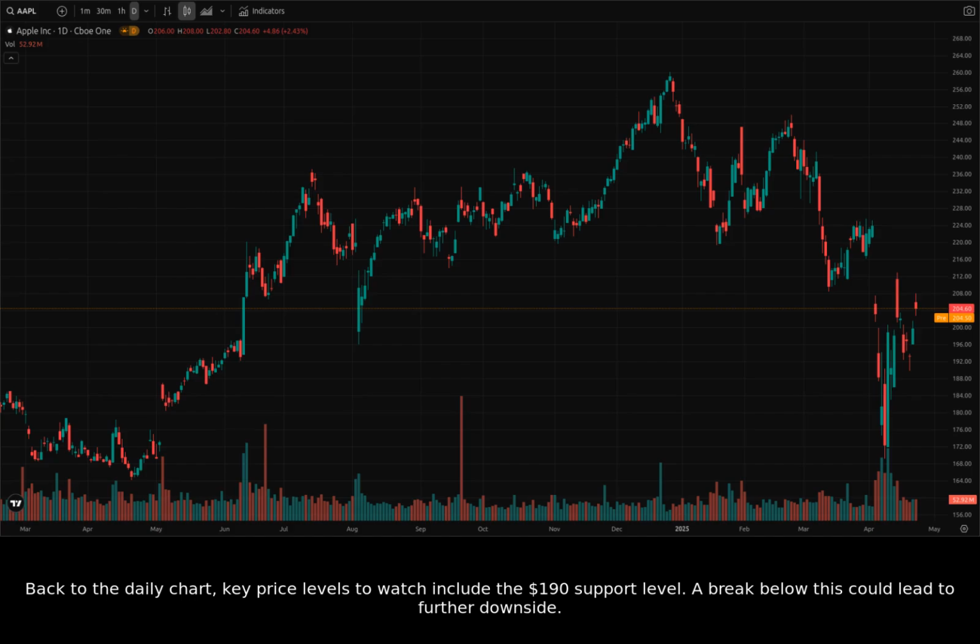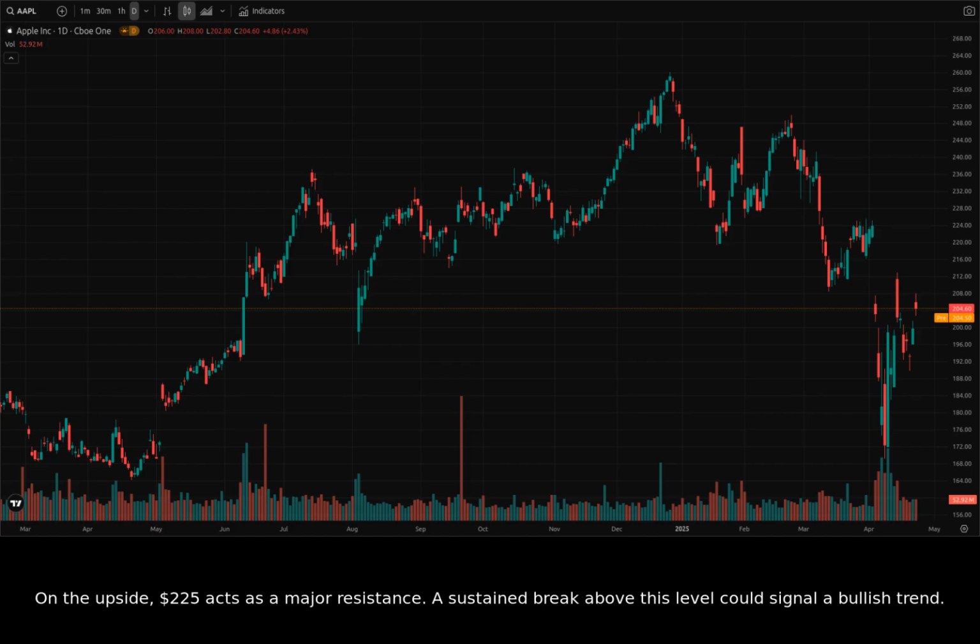A break below this could lead to further downside. On the upside, $225 acts as a major resistance. A sustained break above this level could signal a bullish trend. If the stock can break out of $225, then the likelihood of the $1,000 target from Forbes becomes much more realistic.